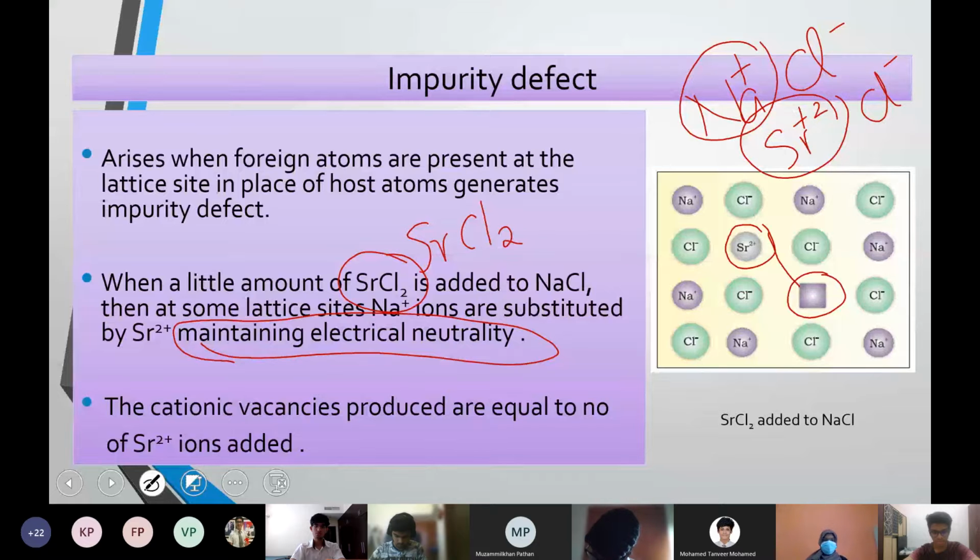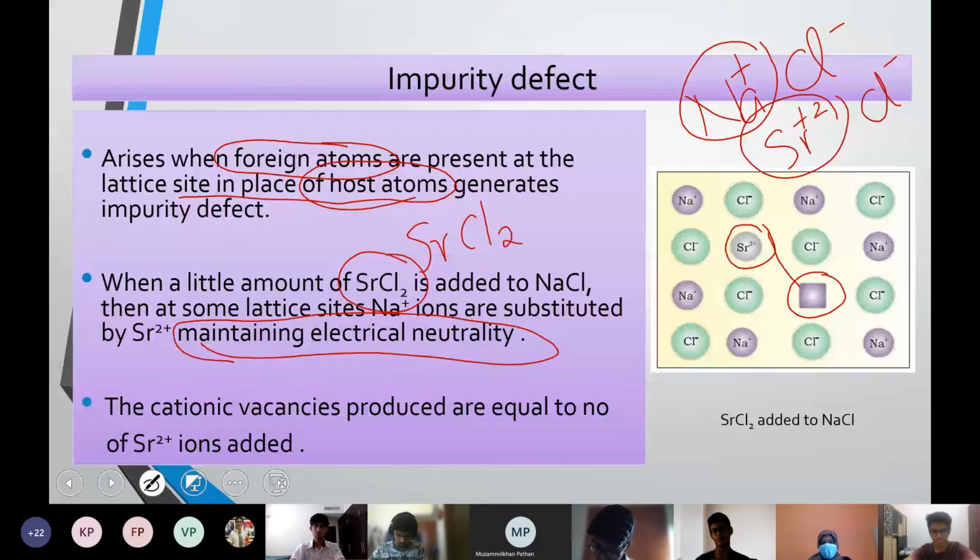So that is the type of impurity defect. It is due to the presence of a foreign atom in the lattice place, in the place of a host atom. And the example is strontium chloride mixed with NaCl, where Sr2 plus ions are taking the place of Na plus ions. Am I clear?